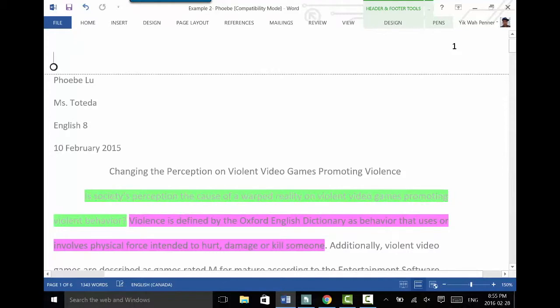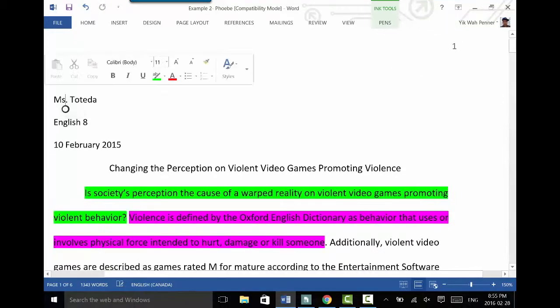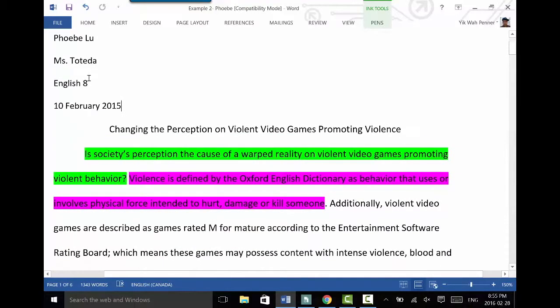Okay, so let's take a look at this, shall we? You need to have your name, first and last name, your teacher, in this case it would be me, and then English 8, and then the date. You can type these all in sequentially, and then when you make it double spaced, it'll space them out evenly. So I would just type them all in, make it on the left-hand side, and then when you double space, I'll show you how to do that too. It will do that for you.